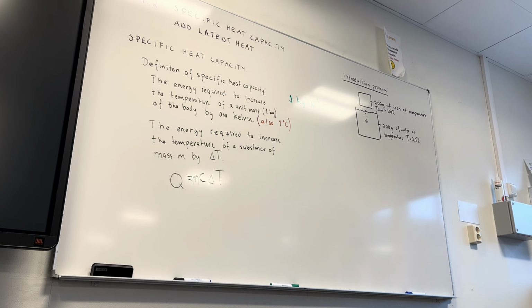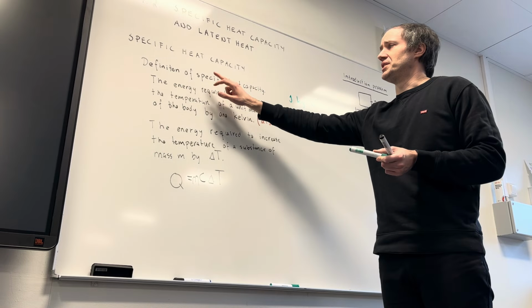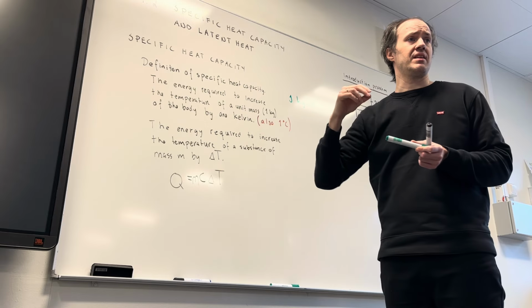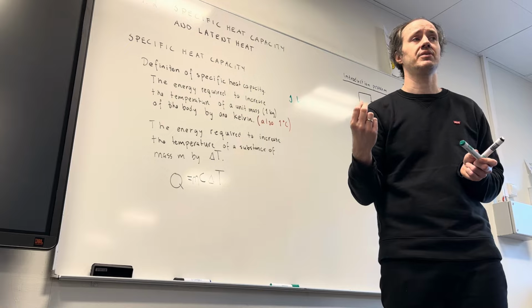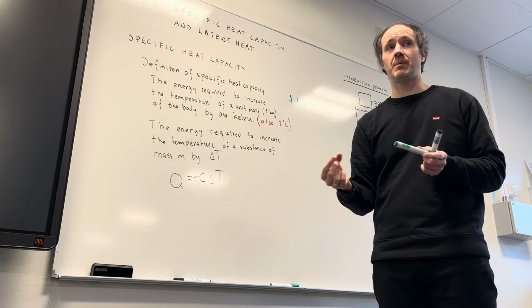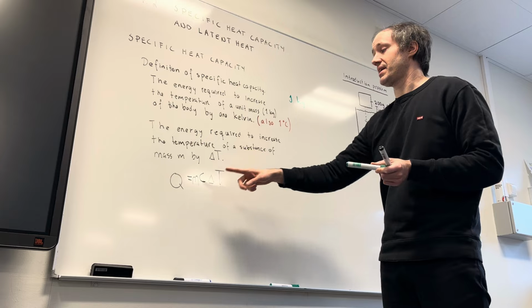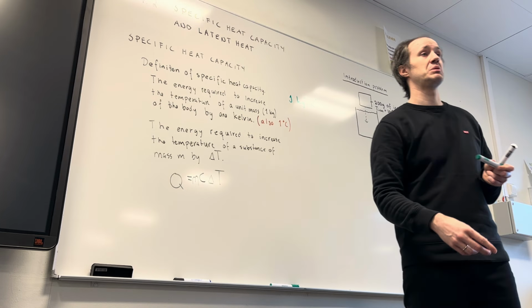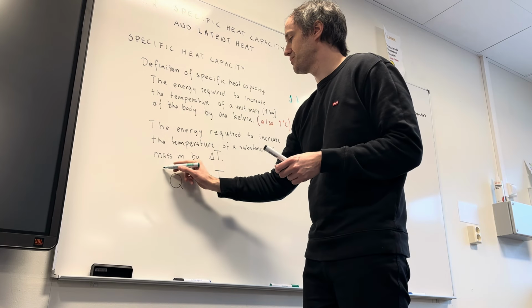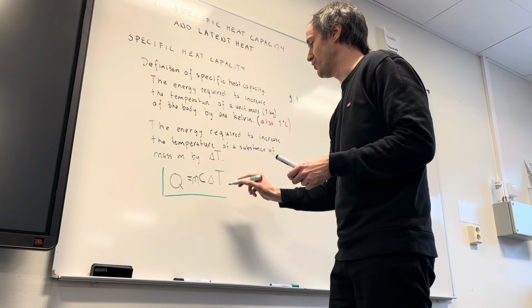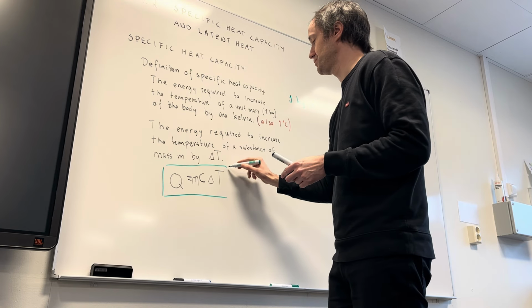So this formula, if you understand the definition of specific heat capacity, the amount of energy required to increase the temperature by 1 Kelvin if you have 1 kilogram of that substance, then you understand the formula. You just have to multiply by the mass you have and how much you want to increase or decrease the temperature. So this is an important formula.